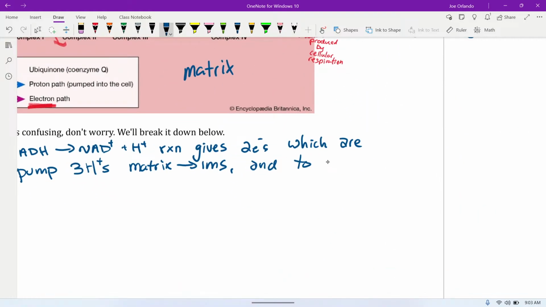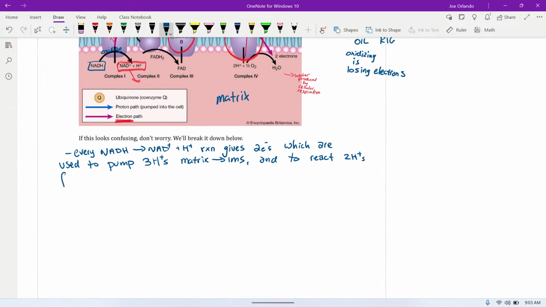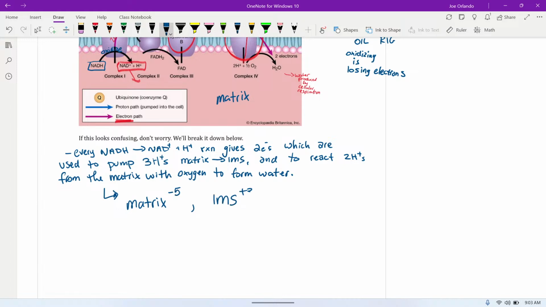And so the place where the electrons end up is in the water. So, 2 H pluses from the matrix react with oxygen to form water. And the result of this is the matrix takes on a -5 charge, and the intermembrane space takes on a +3 charge, an overall shift of 8.